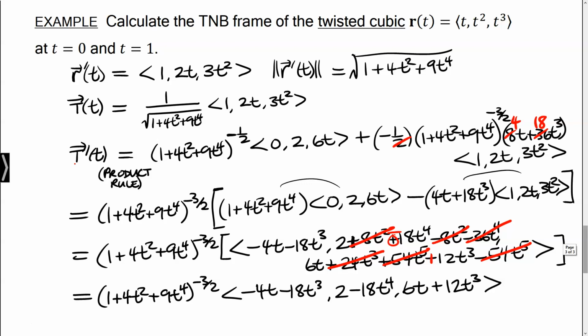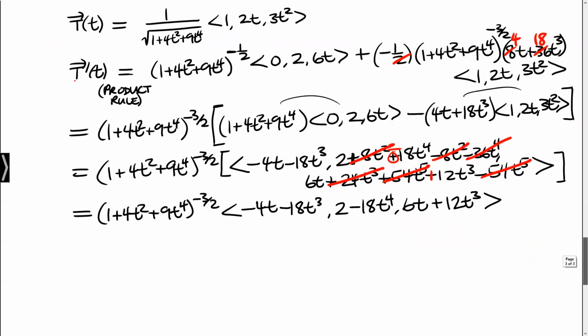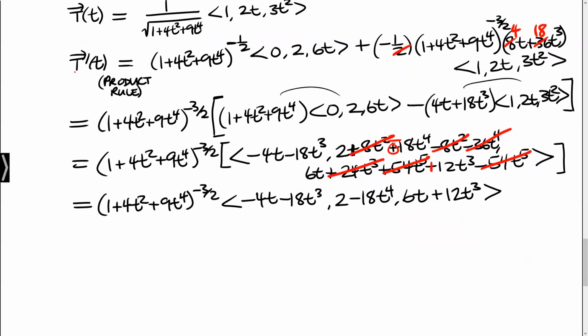Let's completely finish the whole TNB for t equals 0. For t equals 0, we already have T of 0, because we can just plug in 0 up here. We saw that it would be 1, 0, 0 all over 1, over square root 1. Okay, great. So 1, 0, 0.